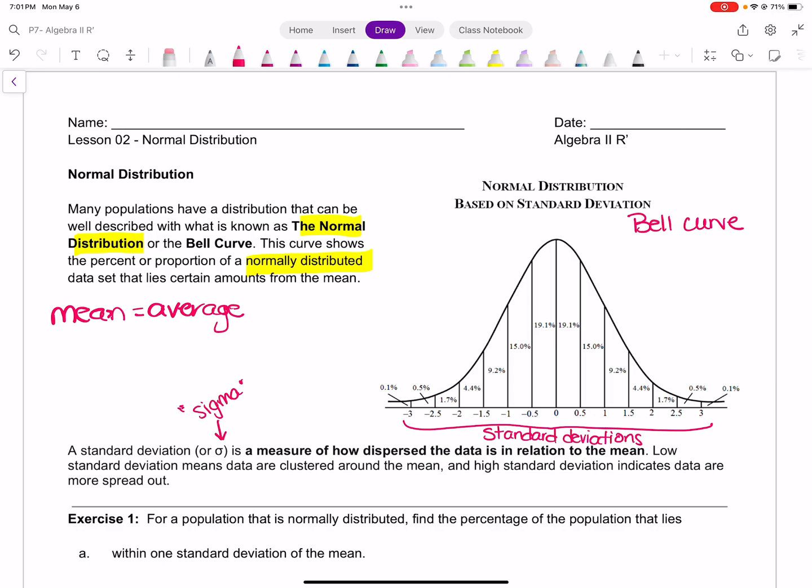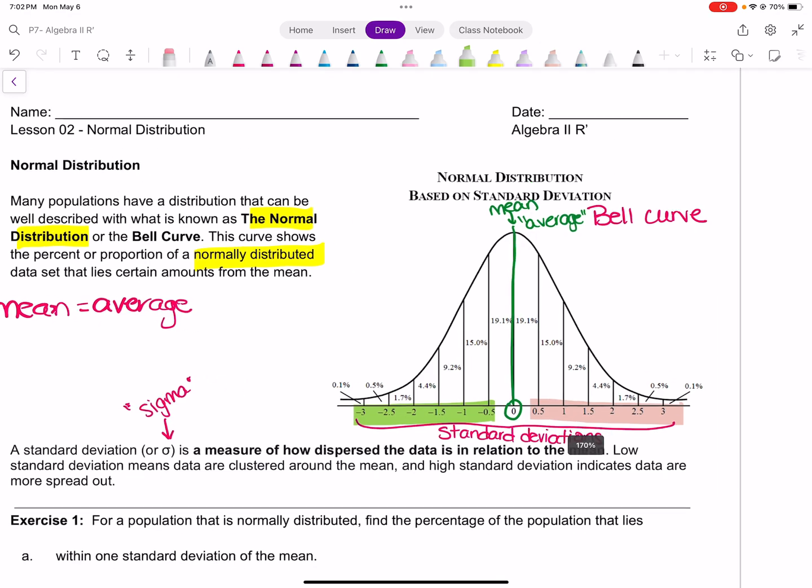So right down the middle of the bell curve, notice it has a 0. That's because this is where you are the mean or the average. Your mean or average should go in the middle. Coming off of that, notice it's kind of like a number line. As we go towards the right, the numbers are all positive. As we go towards the left, the numbers are all negative.